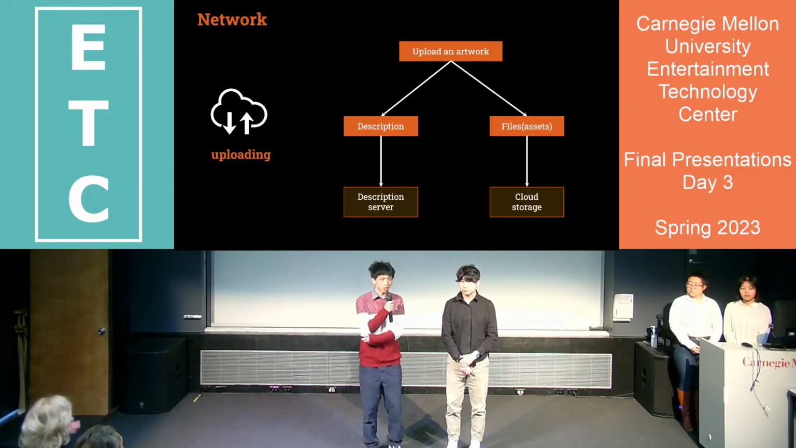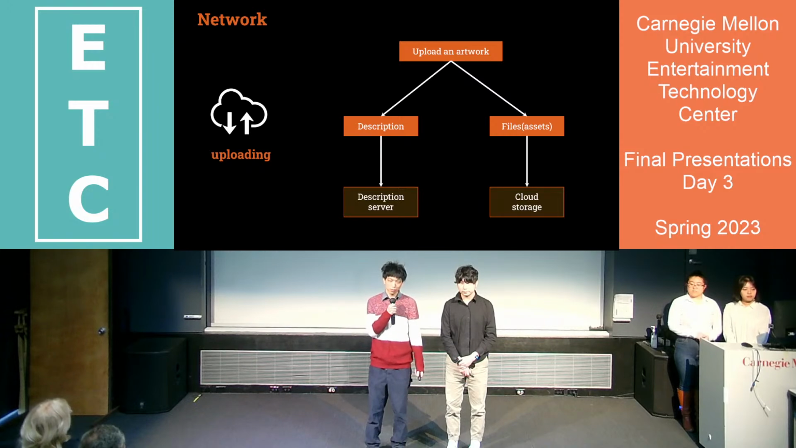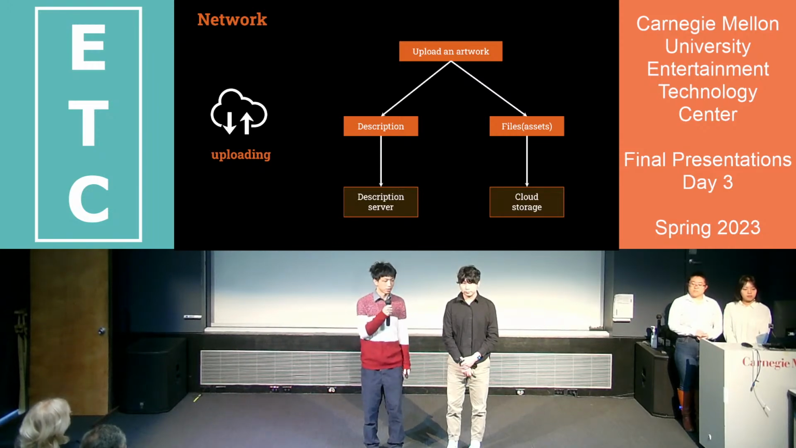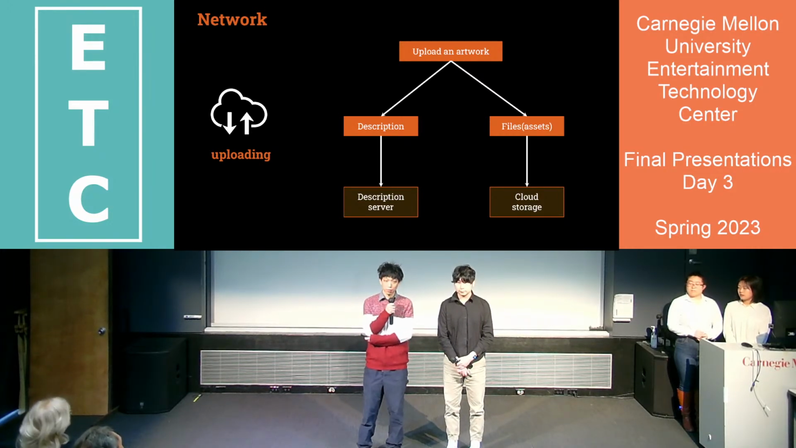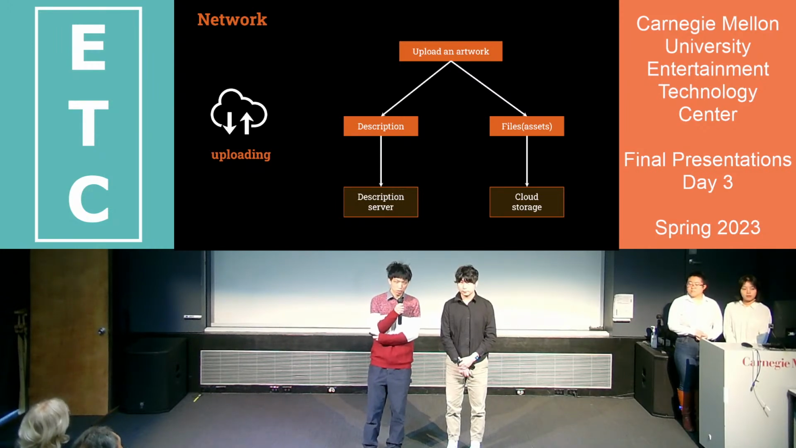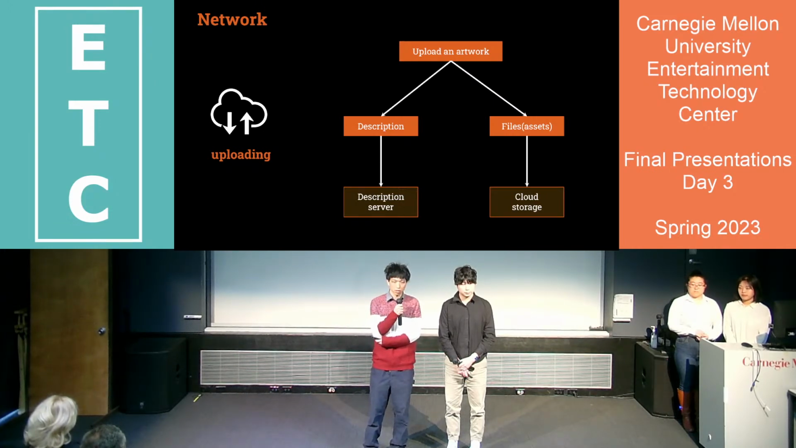So networking. Networking is about how you upload your artwork into the system and how everybody knows about it. Talking about uploading, for every artist who uploads an artwork, there are going to be two files. First is a description file about who you are, what your artwork is, and where it is located. And another is the artwork itself, which could be 3D assets like FBX, or 2D assets like JPEG or PNG.